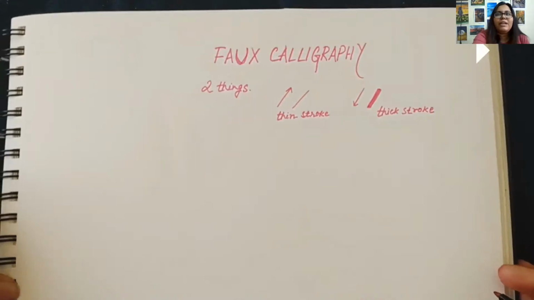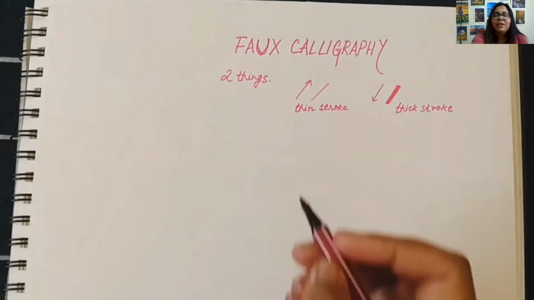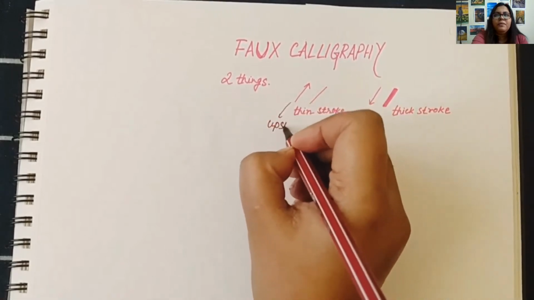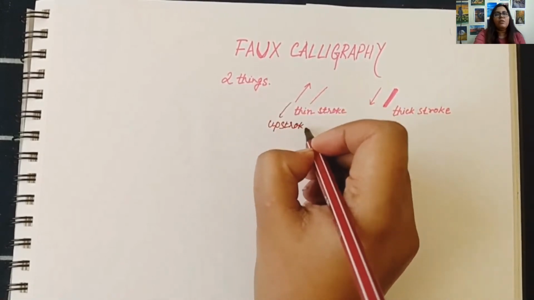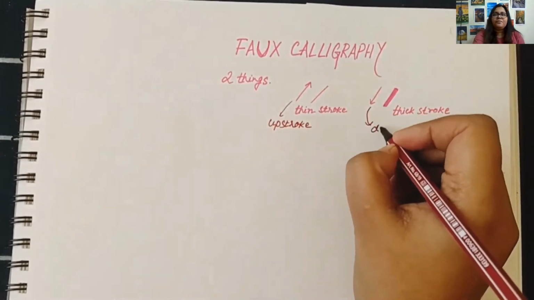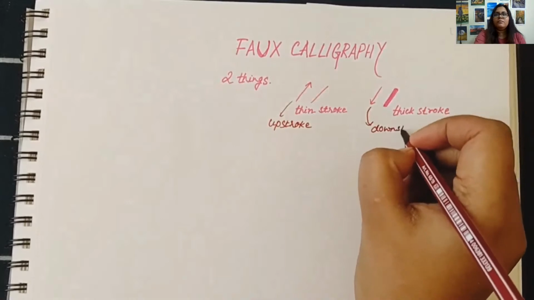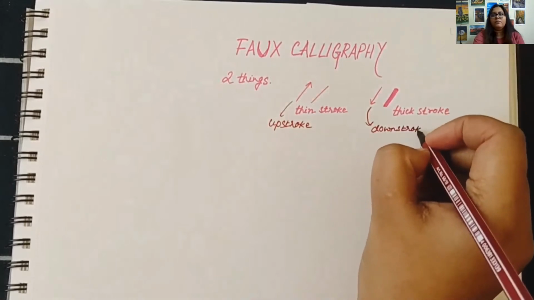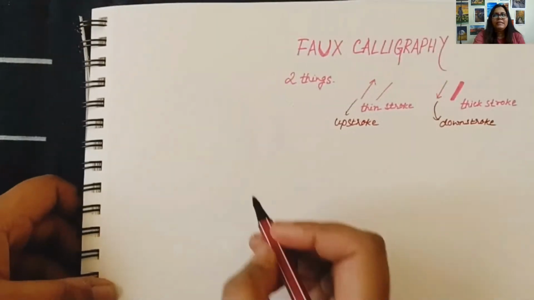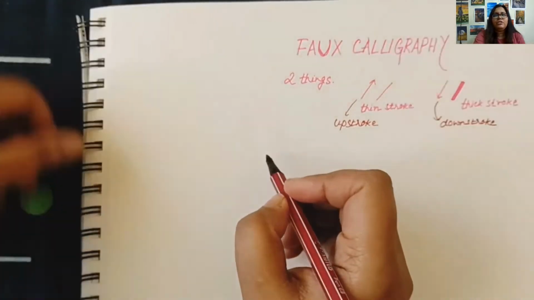Okay. So what are these strokes known as? They are known as upstroke. This first one is called upstroke and the next one is called a downstroke. Okay. Very simple. Thin line for upstroke, thick line for downstroke. That's all.